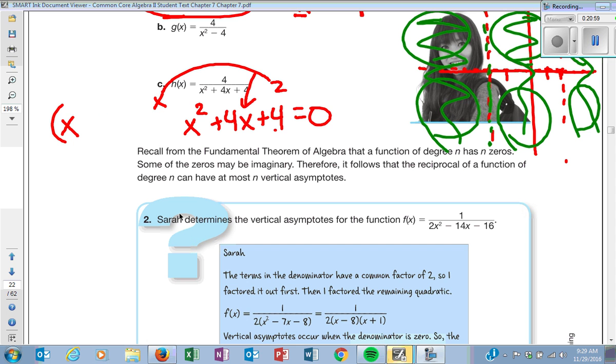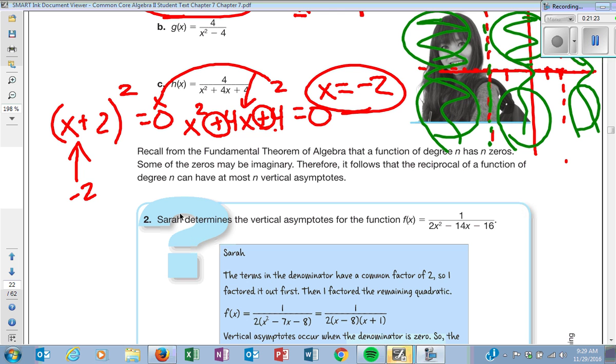X, 2, and squared. I know they're the same signs because it's a perfect square, and this is a plus, so I have to put a plus in here. So x plus 2 squared equals 0. Actually, there's only one asymptote. The asymptote is x equals, what number would you put in here to become a 0? Negative 2. So x equals negative 2 is my only asymptote for this one.